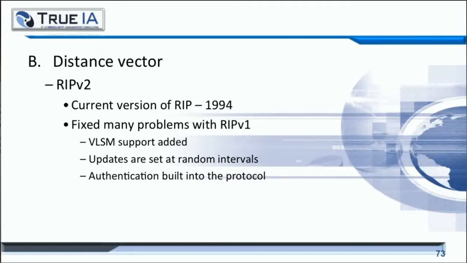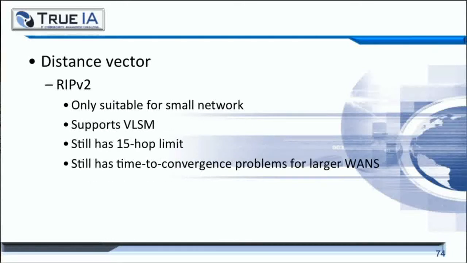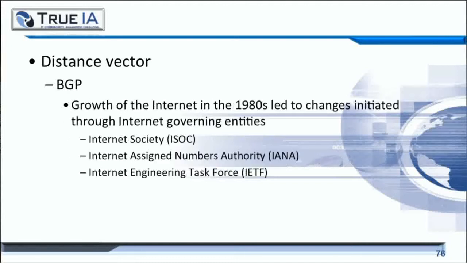So enter RIP version 2. It fixed many of the problems from RIP version 1, like now the availability of VLSM, and updates are sent at random intervals instead of every 30 seconds. However, RIP version 2 is only really suitable for smaller networks. It still has a 15 hop count limit and still has time to convergence problems on larger WANs.